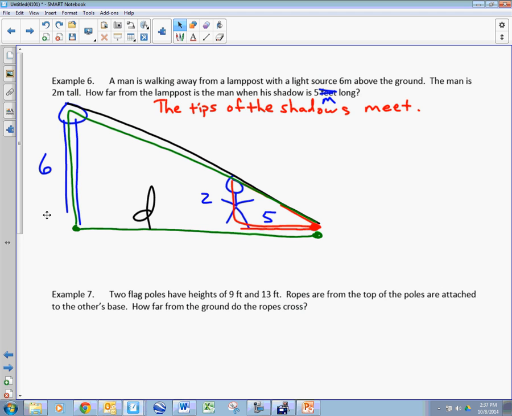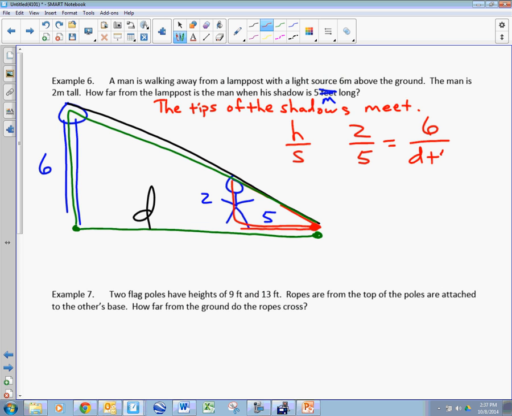We are wondering the distance of the man from the light pole. So let's set this up. We're going to take the height and divide it by the shadow. What is his height? 2. What's his shadow? 5. What's the height of the lamppost? What's the length of the shadow of the light post? D plus 5. Multiply. 2D plus 10 equals 30.